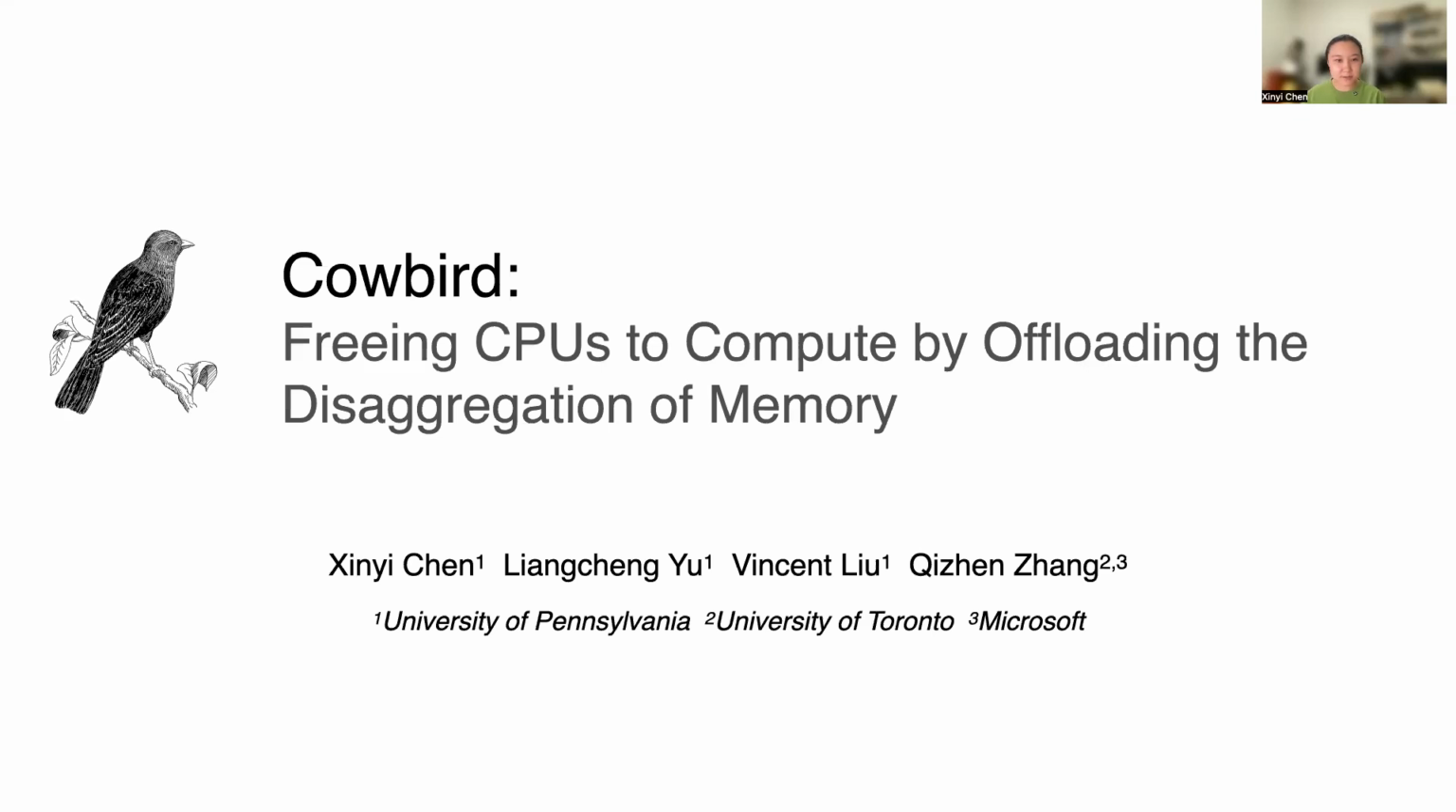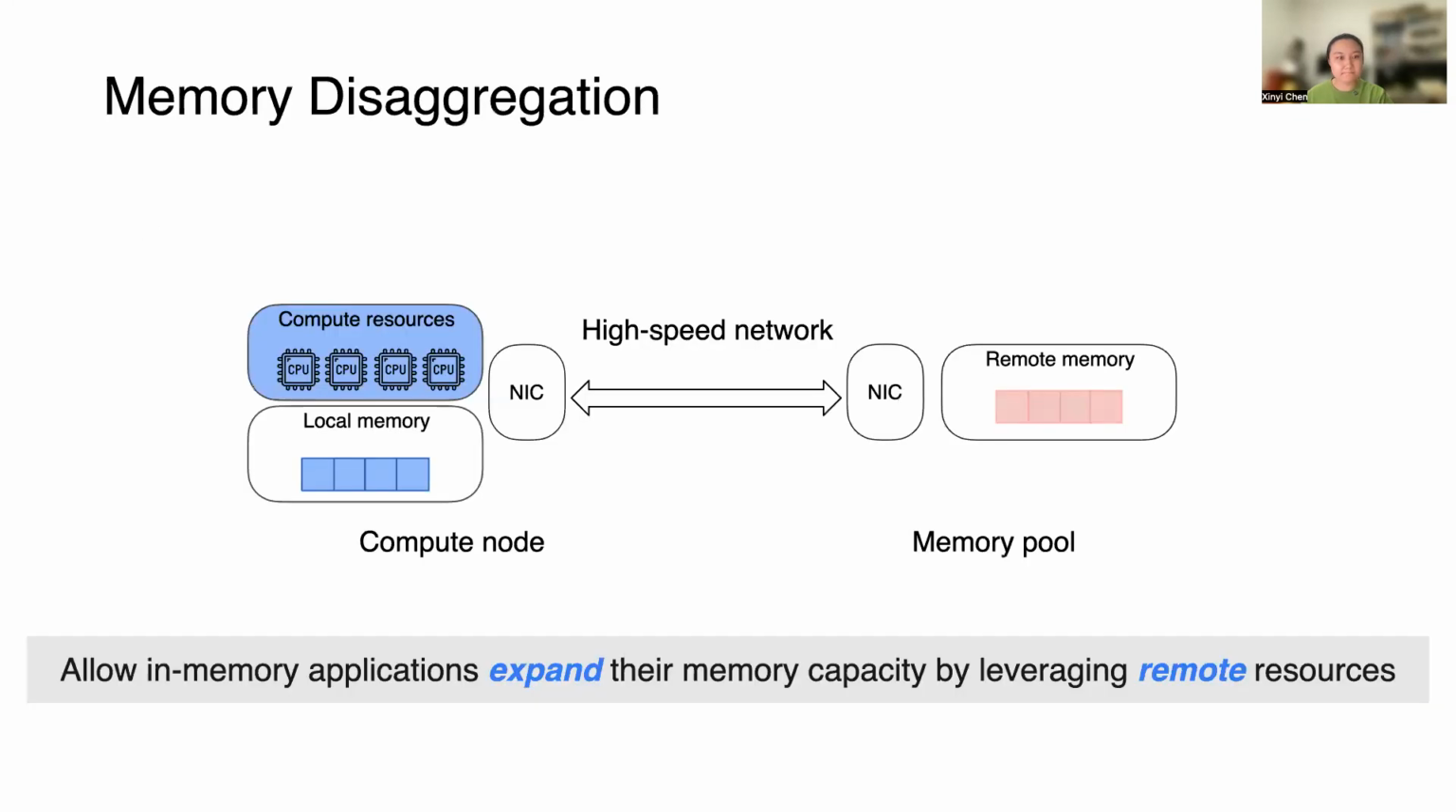I will introduce our work Cowbird. Cowbird is a system which can free CPUs to compute by offloading the disaggregation of memory. This work is done by me and my collaborators Liangchen, Vincent, and Qizhen.